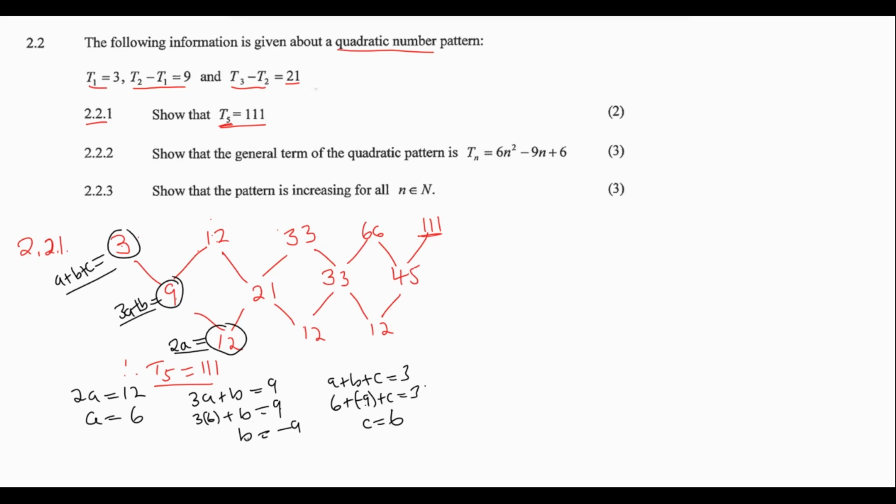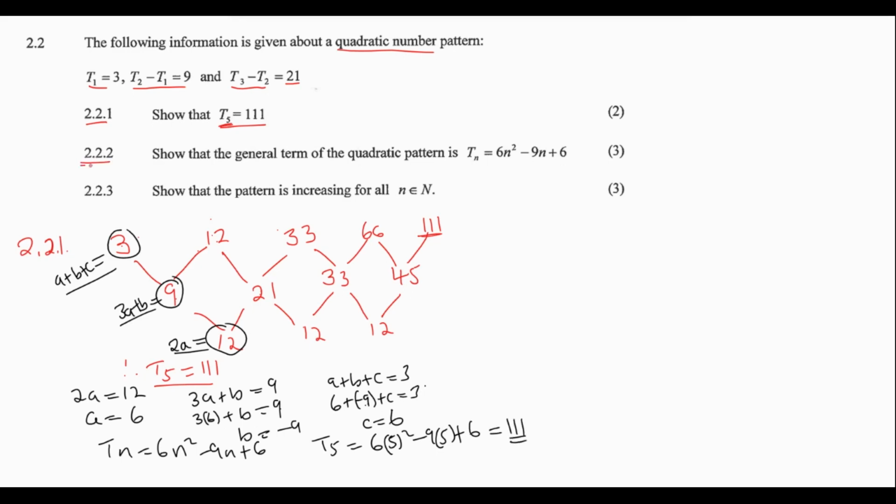We have proved that Tn is equal to 6n squared minus 9n plus 6. And then where there's n, we put 5. So T5 is equal to 6, and then 5 squared minus 9 times 5 plus 6. And then we get our 111.